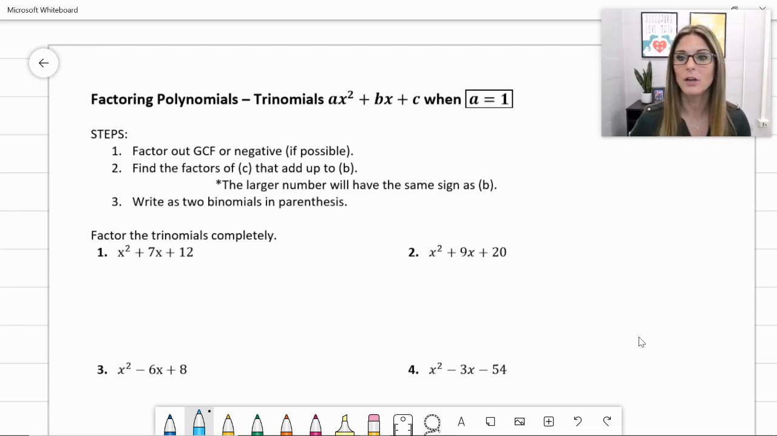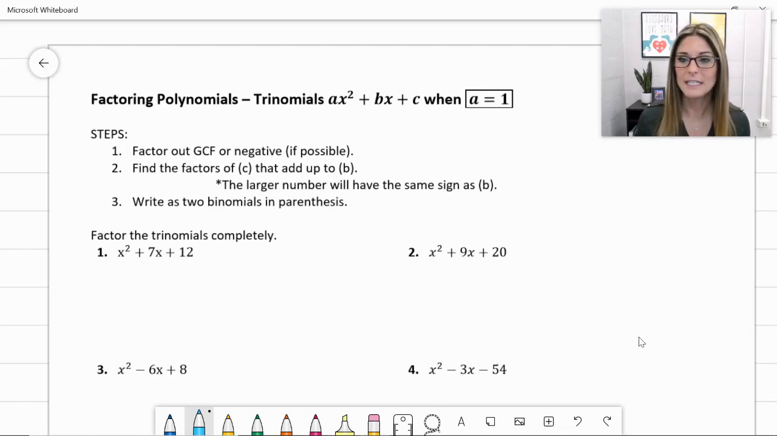So here are our steps. We're always going to look for a GCF or a negative to factor out first. The GCFs will help make our polynomial smaller. And then we always want our leading coefficient to be positive. So if you ever see it leading with a negative, pull out a -1 or a negative value to make that leading coefficient positive. Step 2, we're going to find the factors of C that add up to B.